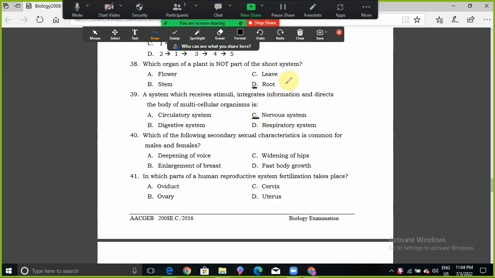Now question number 40: which of the following secondary sexual characteristics is common for males and females? Fast body growth, right? Deepening of voice is found in males, enlargement of breasts is found in females, widening of hips also in females. So fast body growth is common to both males and females. So the correct answer for question number 40 is D.